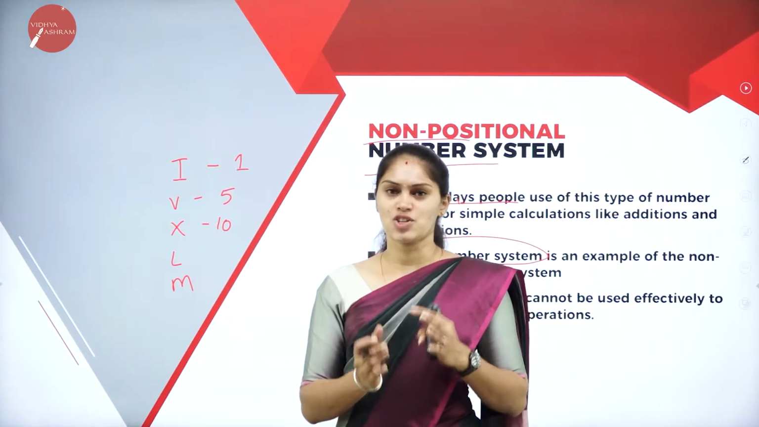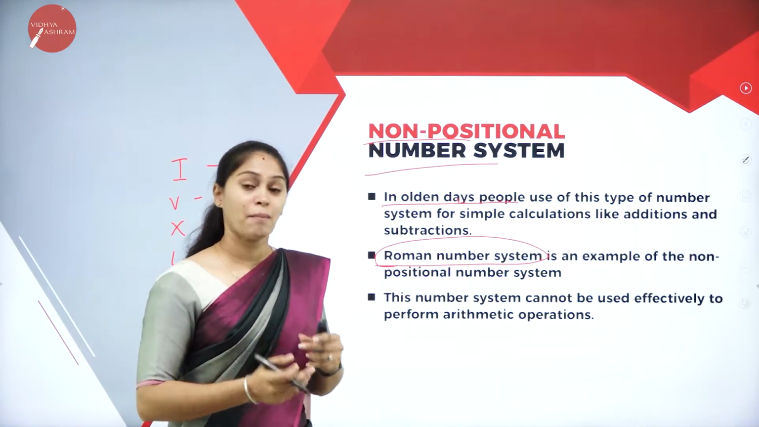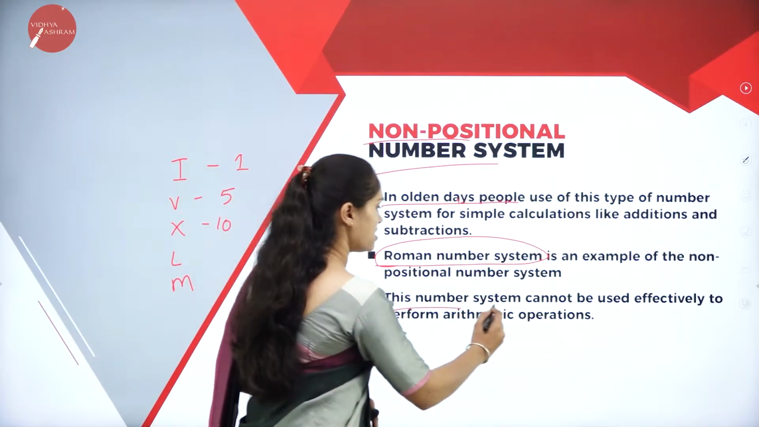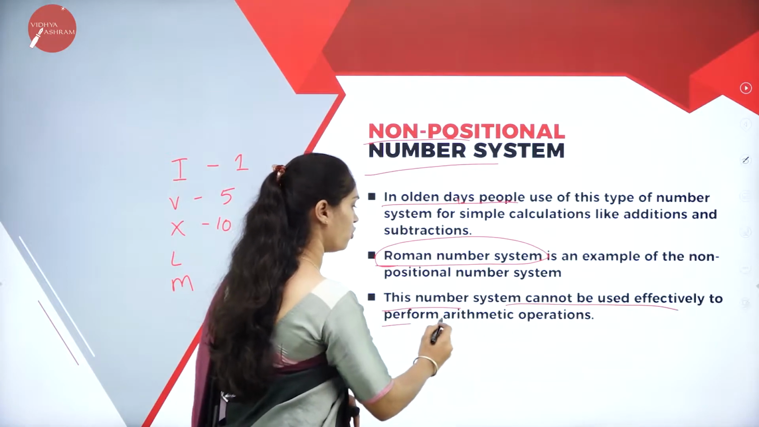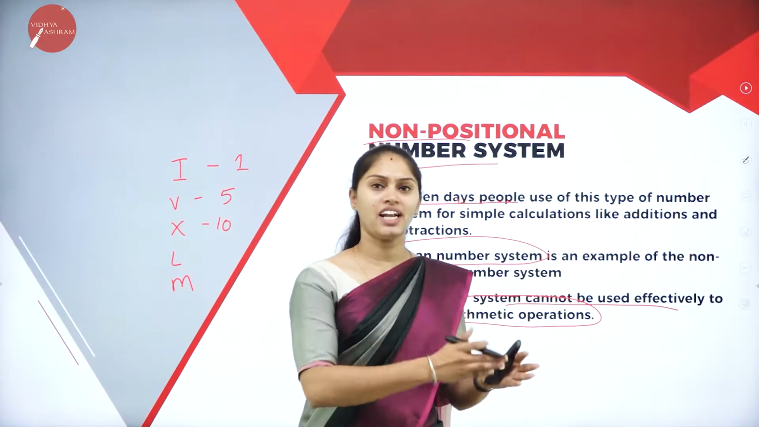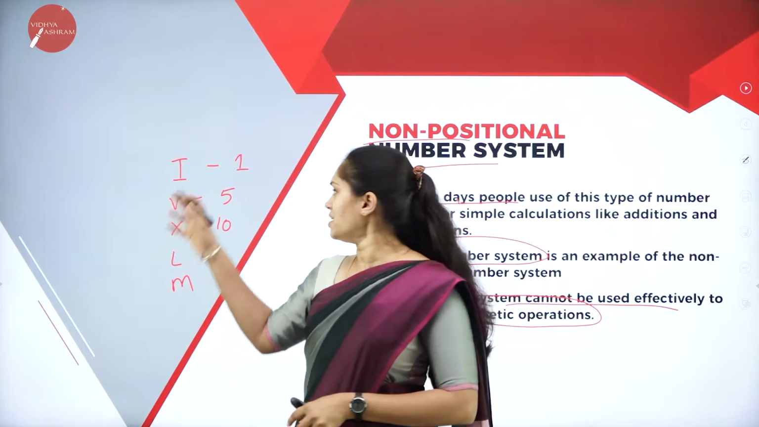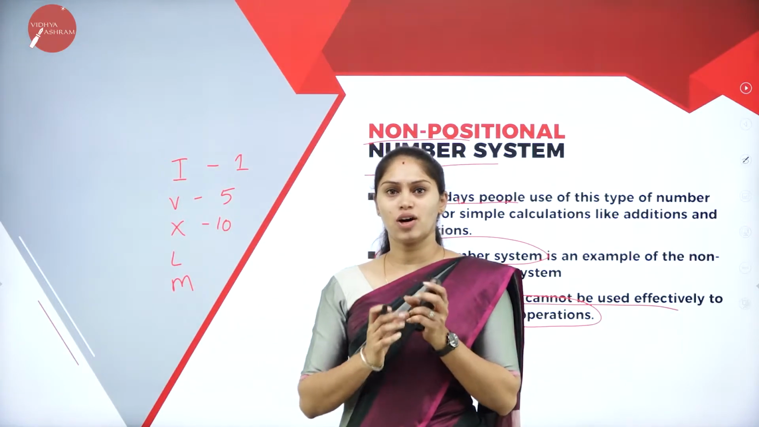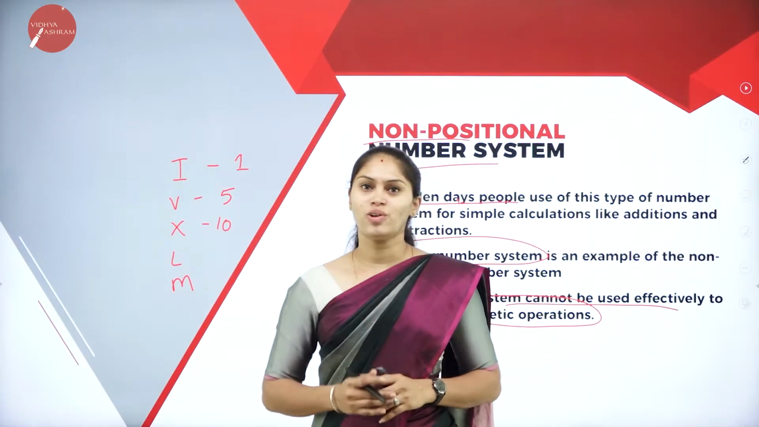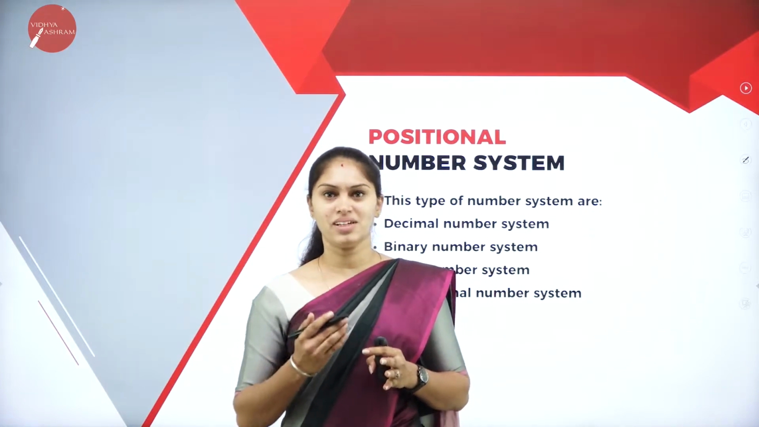That is for simple calculations like addition, subtraction and multiplication. But this is not so efficient or effective. This number system cannot be used effectively to perform arithmetic operations. If it is just a simple calculation like addition and subtraction, then it will be fine. But can we use this number system for complex operations like some arithmetic operations? Then it will not be so efficient. So we come to the next concept, called the positional number system.